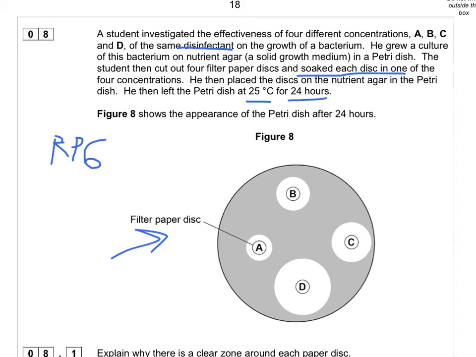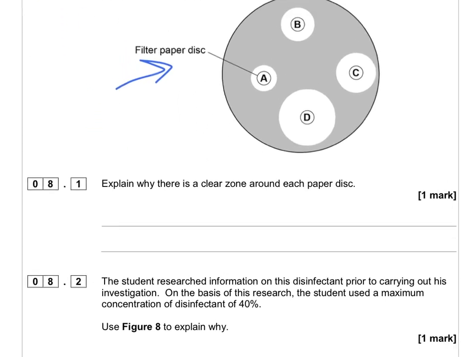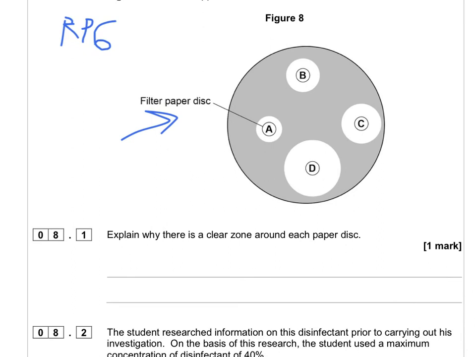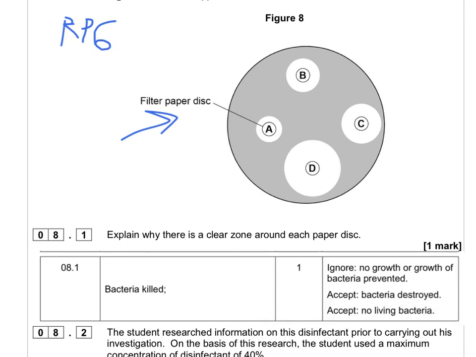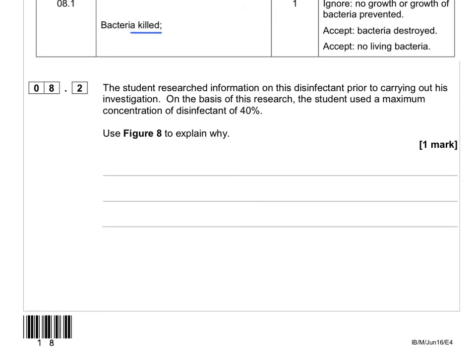So, first question, and it says, explain why there is a clear zone around each paper disc. For the mark, you've got to say that the bacteria are killed or destroyed. You can't say there was no growth in that area. It's looking at that the bacteria are killed. The next question is about the scientific methodology, and it says that they researched information on this disinfectant prior to carrying out the investigation. So the student used a maximum concentration of 40%. It says use figure 8 to explain why.